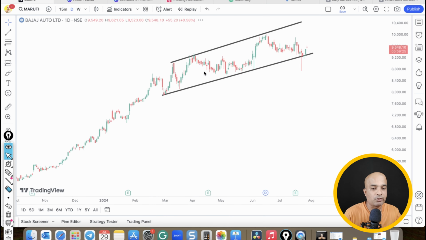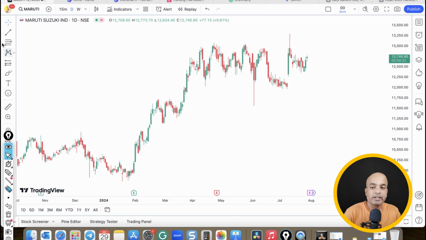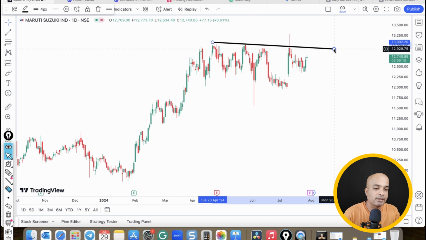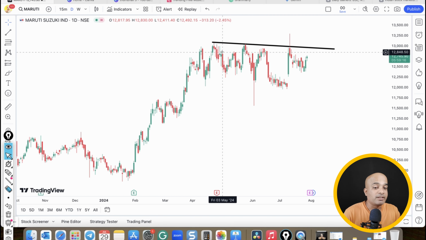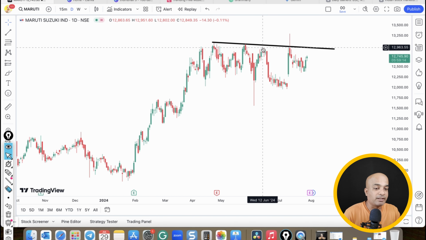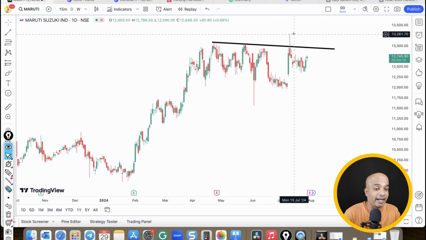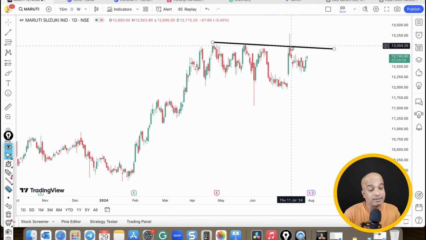If I go to Maruti Suzuki, see here I can draw a trend line like this. Once again I've connected 1, 2, 3 peaks, right? This is also considered as a peak. See, there is only 1 day activity, which is acceptable.